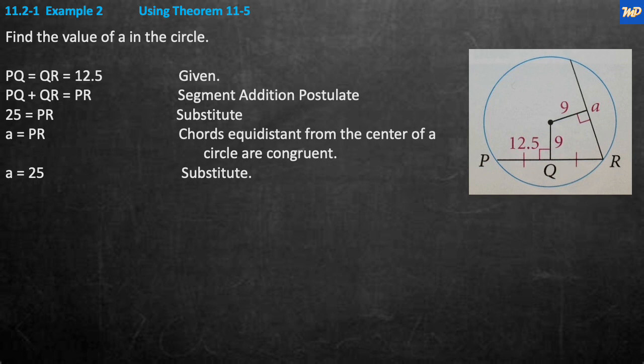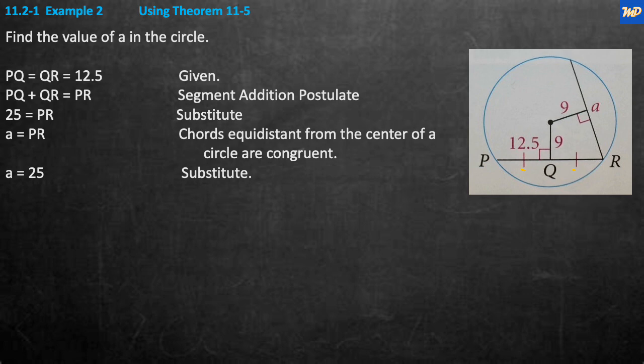PQ is equal to QR is equal to 12.5. This is given information. PQ equals QR, and those are given that they are equal because it shows right here, the dashed lines are indicating that these are congruent. So we know that those are the same.